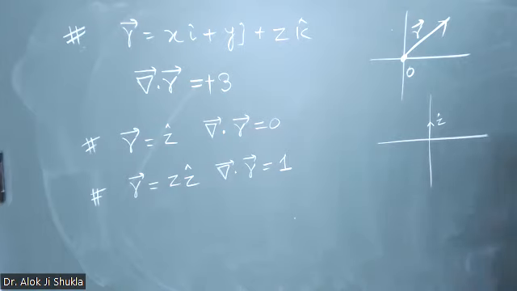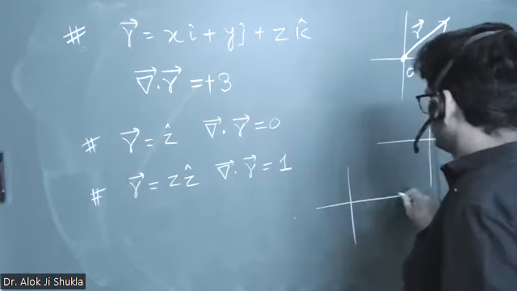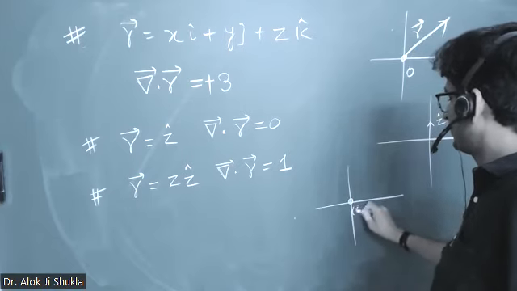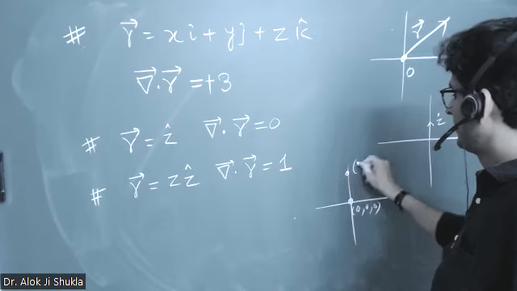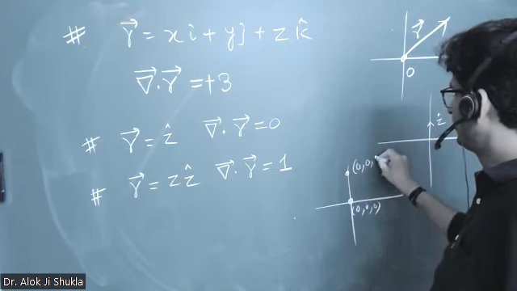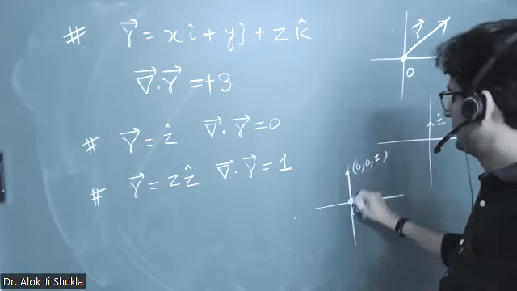If you take the z axis, this is 0 comma 0 comma 0, and what is this? 0 comma 0 comma z. So this is the vector.